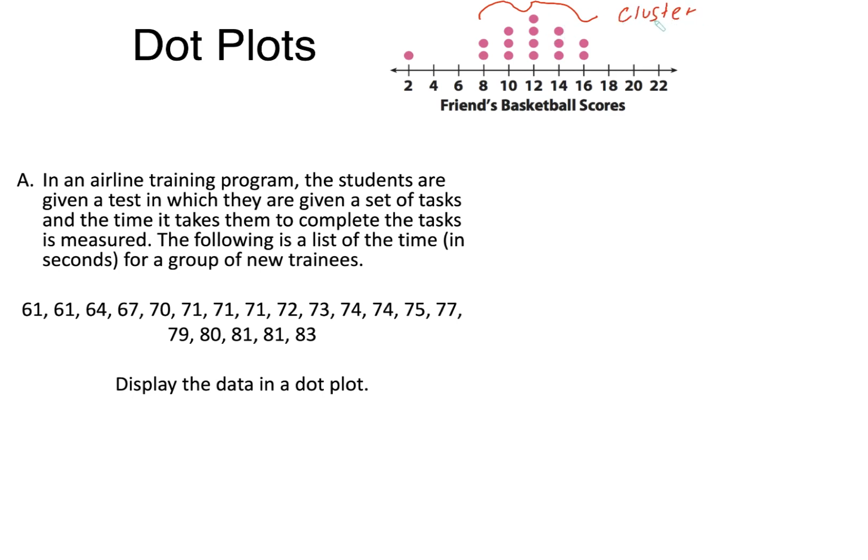Now, dot plots also have gaps. So right here, this will be considered a gap. So a gap is basically an interval where you don't have any data points.